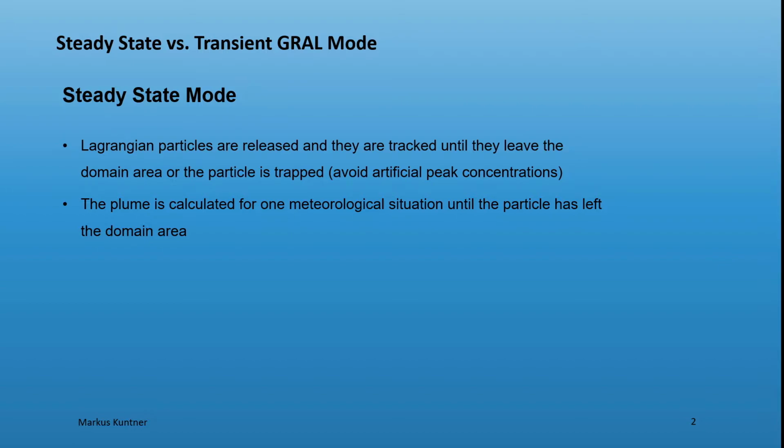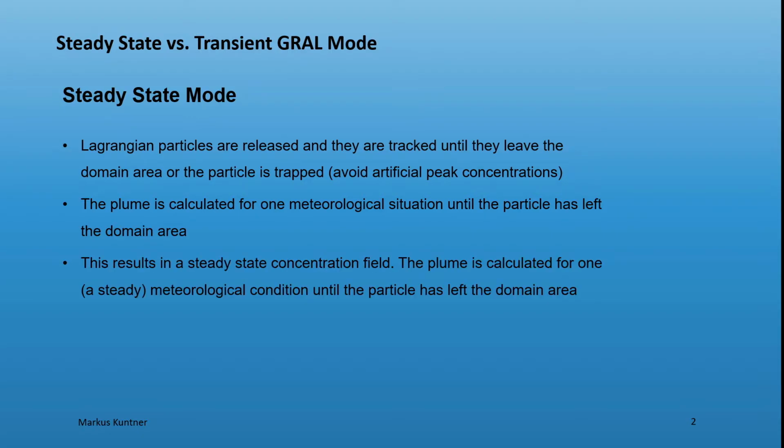The plume is calculated for one meteorological situation until the particle has left the domain area. That means the meteorological situation is constant until the particle leaves the domain area. And this results in steady state concentration fields. The plume is calculated for a steady meteorological condition until the particle has left the domain area.